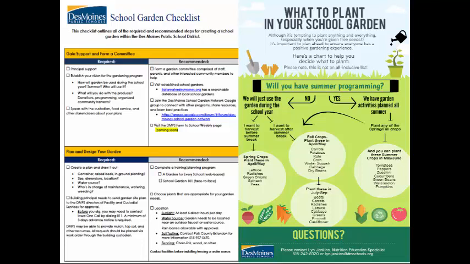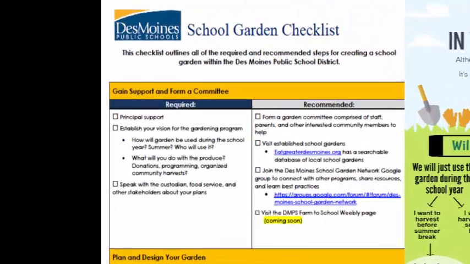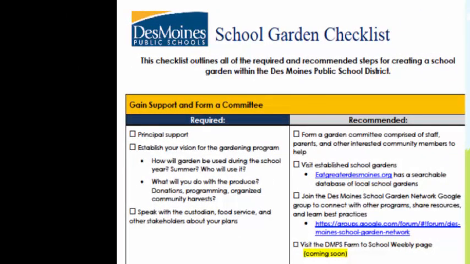So things that you need from a committee at a school: it's required to have principal support, establish a vision for the garden, speak with the custodian, food service, and other stakeholders. And then there are some recommended steps. So forming a garden committee with staff, parents, and other community members, taking a tour or visiting other school gardens around the area, joining the Des Moines School Garden Network Google group for updates and resources. So things like that help a school, the folks on the ground who are in the space most often, really set themselves up for success.